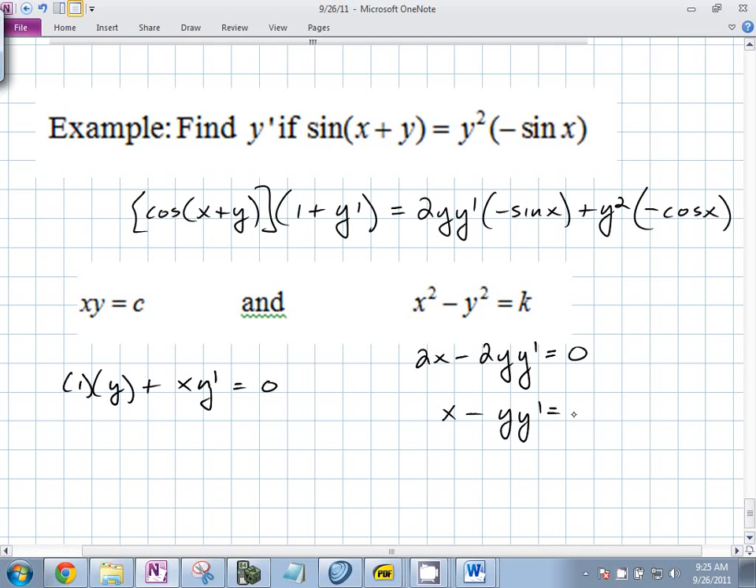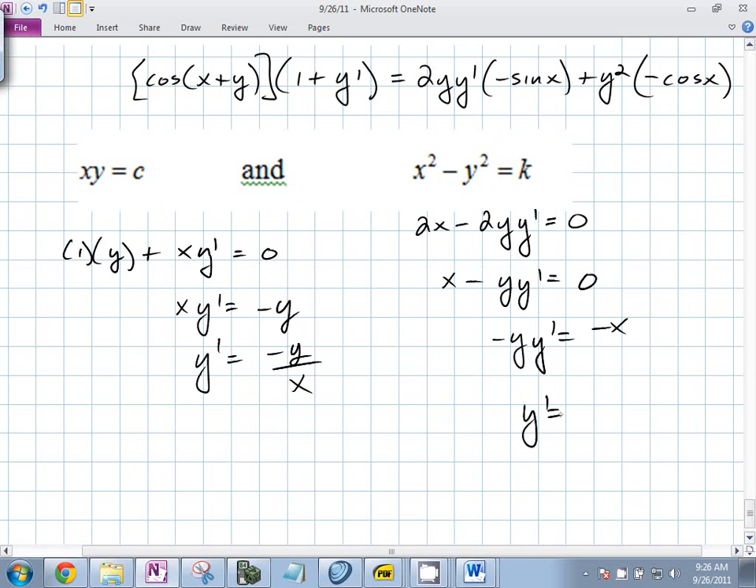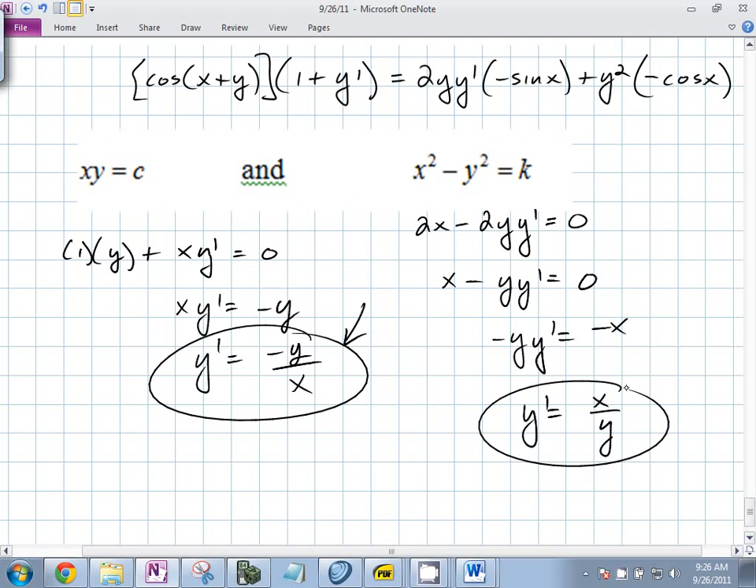If we isolate y prime over here, x y prime is equal to negative y. What does y prime equal? Negative y over x. Exactly. And over here, what do you end up with? Negative y prime is equal to negative x. So what does y prime equal? X over y. At any point on this function, the slope of the tangent line is negative y over x. Do you agree with that? Yeah. At any point on this other function, the slope of the tangent line is x over y.